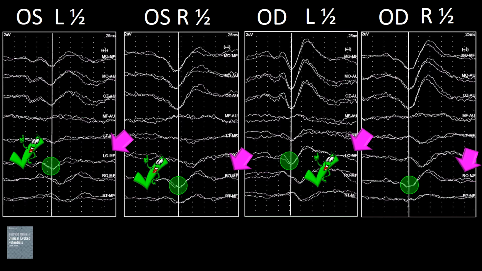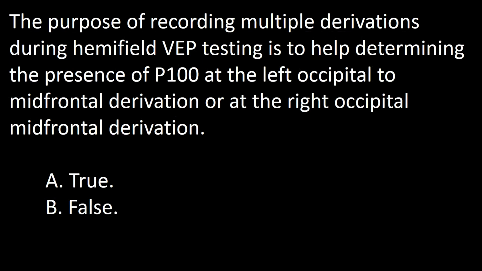But when it comes to the fourth panel, we may have doubts as to the presence of P100. But if we look at the other derivations, which I have highlighted in green, we can confirm the presence of P100. So the answer to this question is true. Thank you very much for your attention.